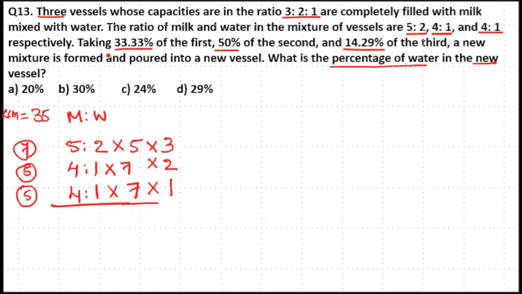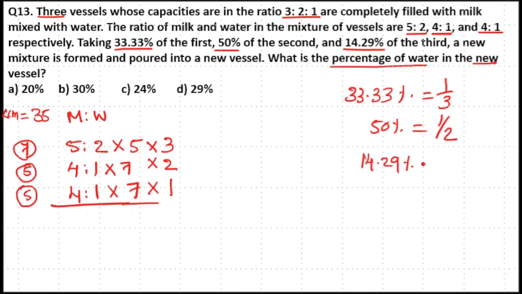Now taking 33.33% of the first. 33.33% means 1 by 3. 50% means 1 by 2. And 14.29% is equal to 14.29 divided by 100. 14.29 approximately, 7 times goes in 100. So 1 by 7 is 14.29%. That means taking 1 by 3 of the first part and 1 by 2 of the second and 1 by 7 of the third. That is, multiply 1 by 3 here, 1 by 2 here, 1 by 7 here.